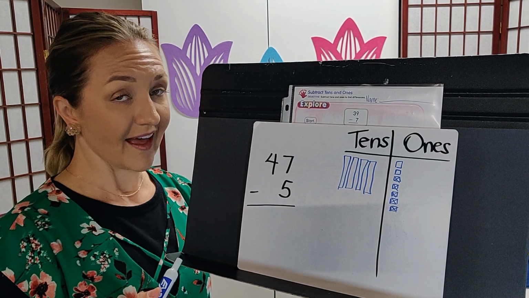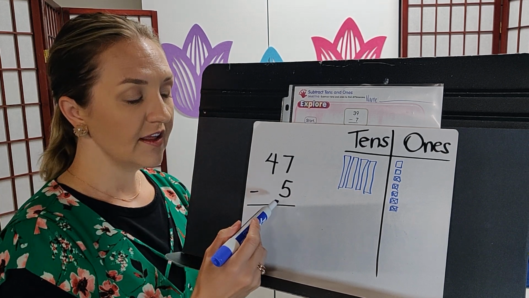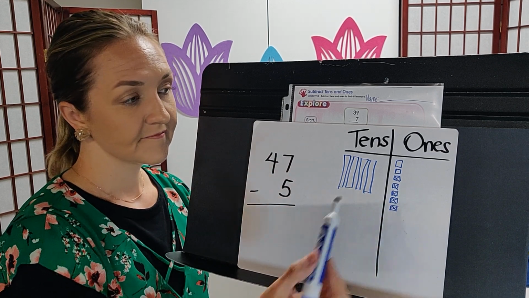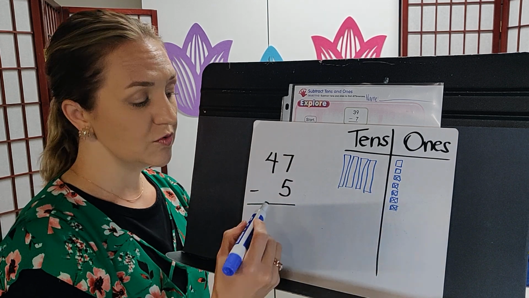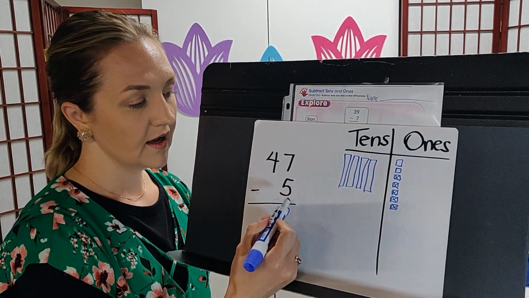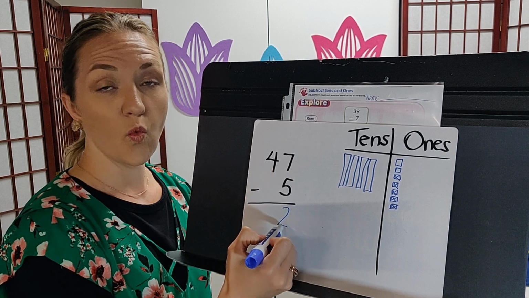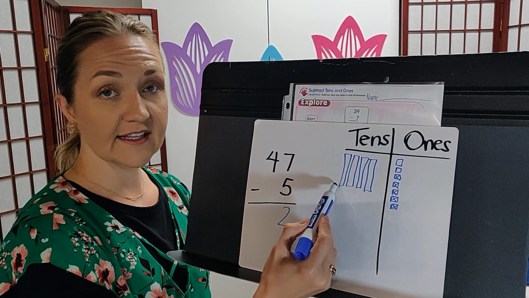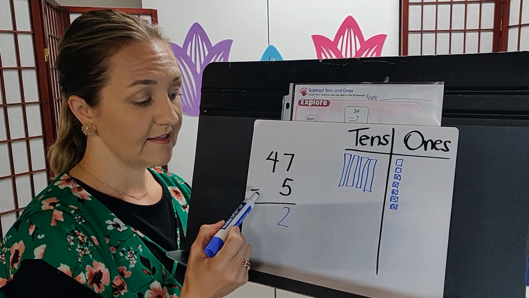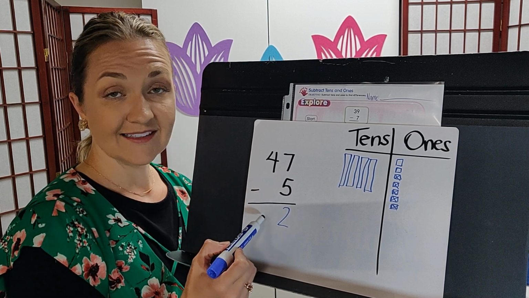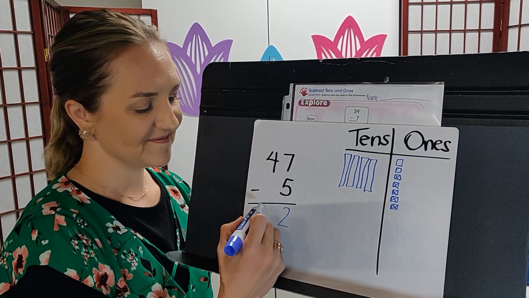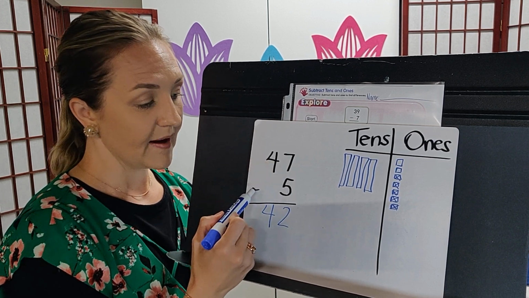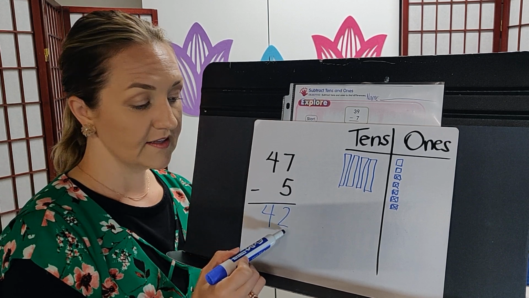Let's see how much we have left in each column. If I start here in my ones column, how many ones cubes do I have left? 1, 2. I only have 2 remaining. I'm going to write 2 underneath the 7 minus 5 in my ones column. Now I'm going to look at my tens. I had 4 groups of tens at the start. And I didn't subtract anything. So how many tens do I still have? 4. 47 minus 5 is equal to 42.